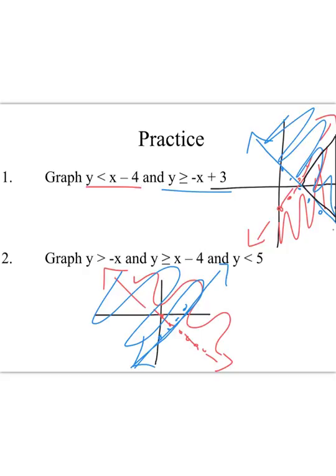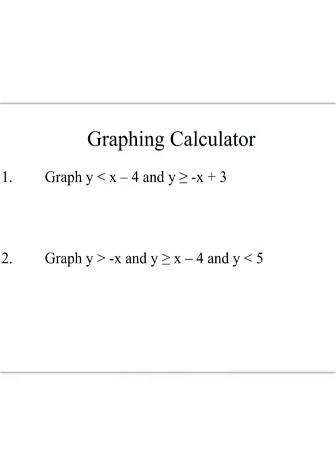Last one, y greater than 5. That will be done in green. That will be a horizontal line at 5. It will be dotted. And 0 is smaller. So I will be shading below, giving me my overlap of a triangle. A larger triangle this time, and an inverted triangle at that.